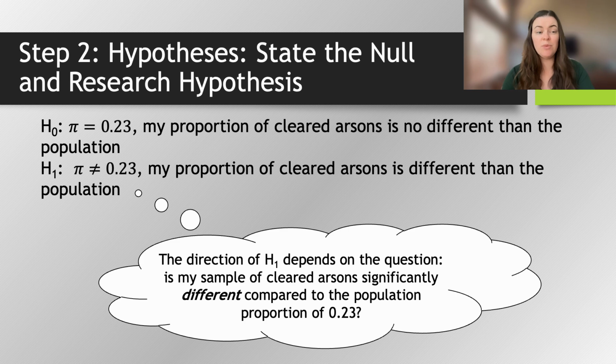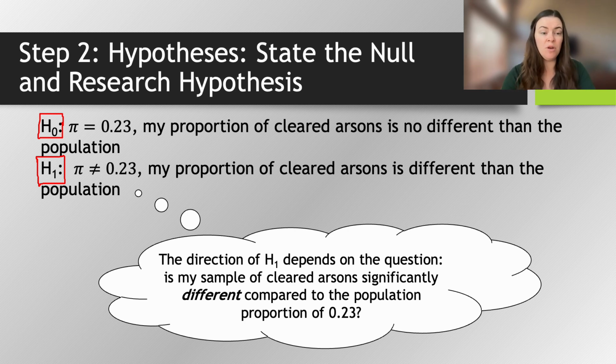Step 2 is where we state the null and the research hypotheses. So a couple things to note here, and this is going to also depend on the context of the problem. One, remember that our statistical notation is what we will be focusing on here. So for the null hypothesis, we will always designate it with an H and a subscript of 0. For our alternative or research hypothesis, you can either designate it with an H with a subscript of 1 or an H with a subscript of A for alternative.